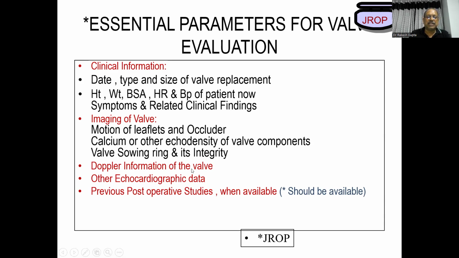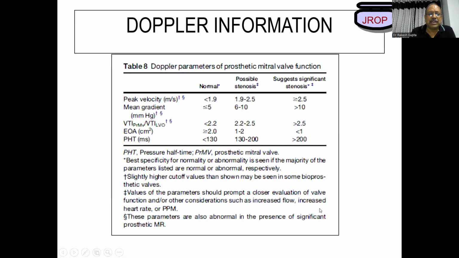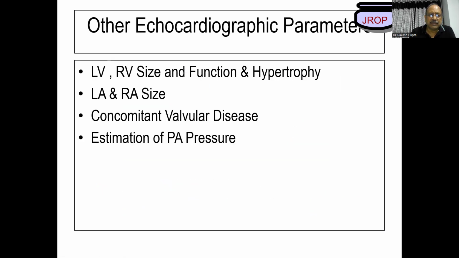Then the important thing is the Doppler information of the valve, like gradients across this particular valve, and other echocardiographic data. We look at the sizes of the LV, RV and LA to assess whether this valve is normal or abnormal. And obviously, again, I'm repeating the same thing. Previous post-operative studies are very important, and they should be available.